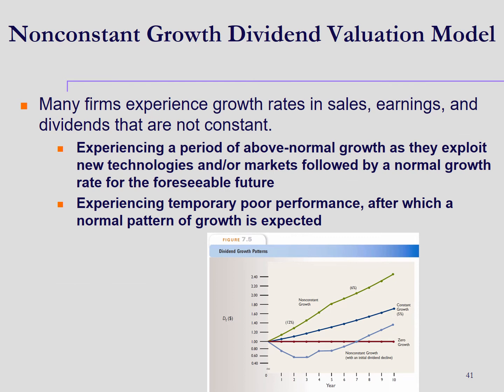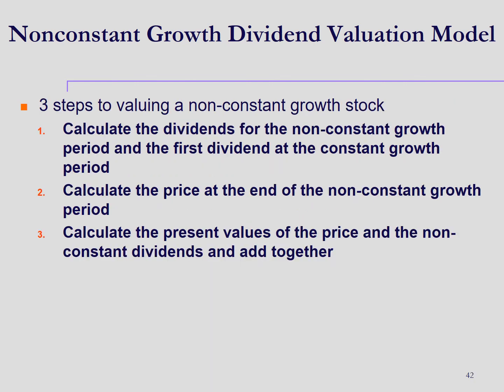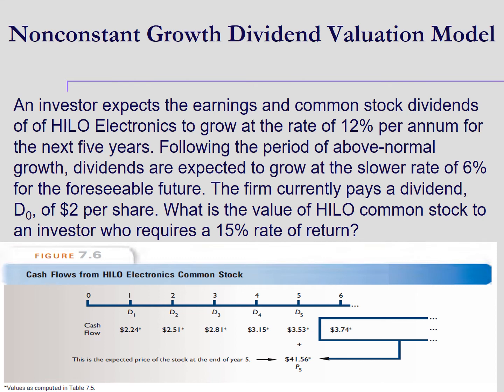Now, we want to show you how to calculate the current share price for the non-constant growth case. We can divide the calculation of the price of a stock having non-constant dividend growth rates into 3 steps described here. From the problem, we know that dividends grow at 12% per year from year 1 to year 5, and then at 6% per year into the foreseeable future. The investor's required rate of return is 15%.